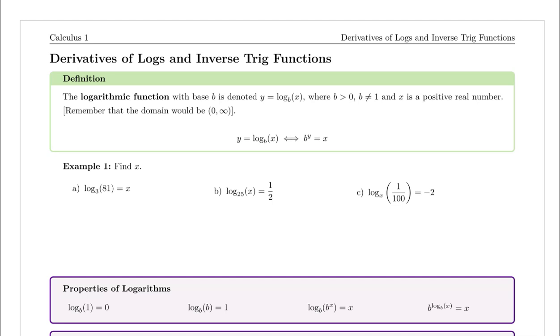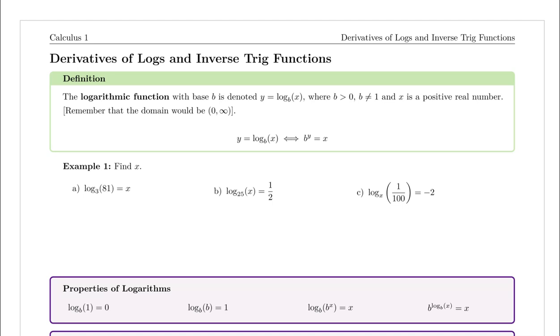In this video, we will be talking about derivatives of logarithmic functions and inverse trig functions. The logarithmic function with base b is denoted y equals log base b of x, where b is positive and not equal to 1, and x is a positive real number. Remember that the domain would be 0 to infinity. We can only take the logarithm of a positive number.